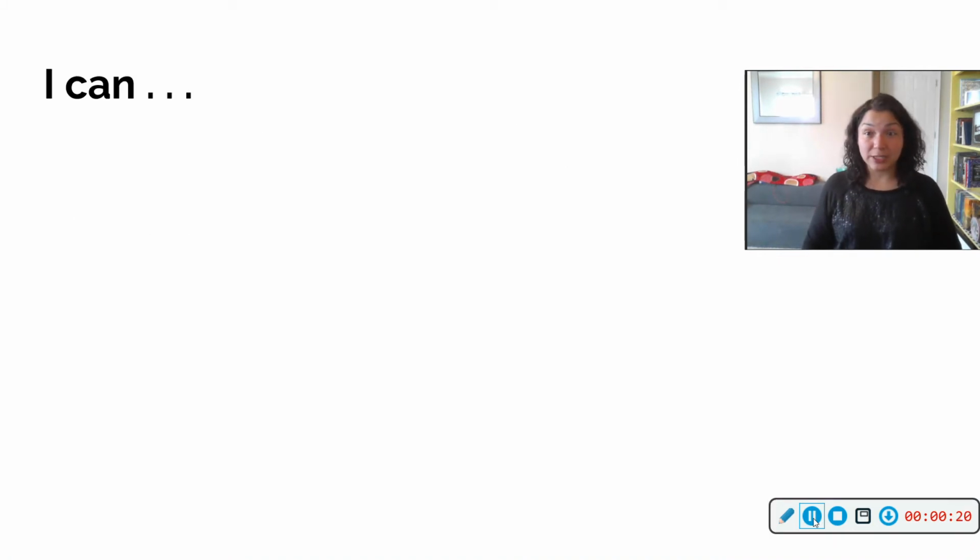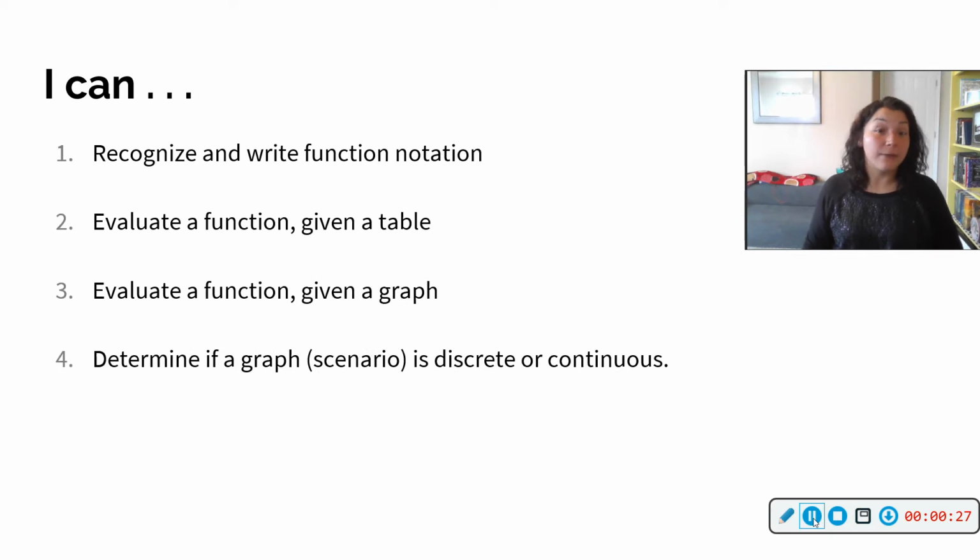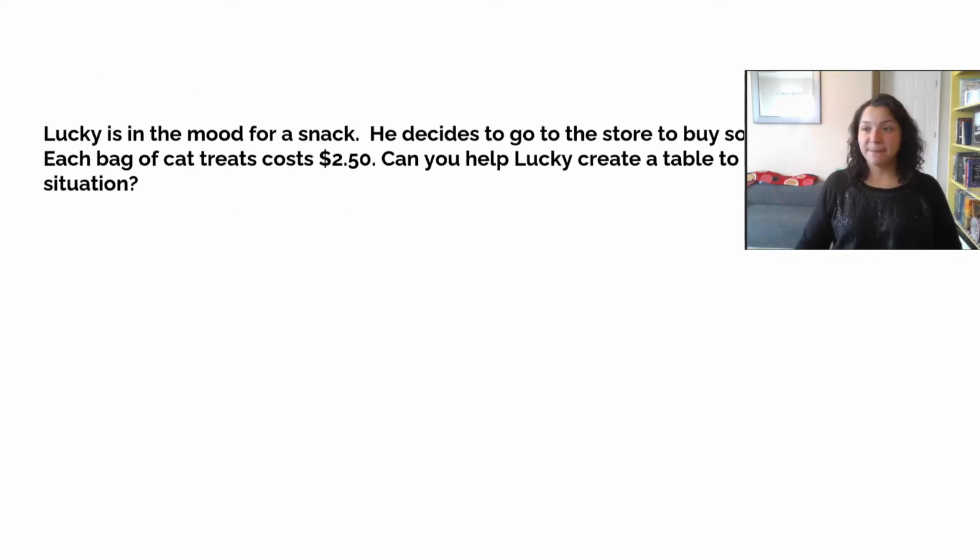Evaluating functions. Our goals for today were to learn about function notation, evaluate a function using a table, using a graph, and also try to figure out the difference between continuous and discrete, because those two words, oh my goodness, they are always mixed up.